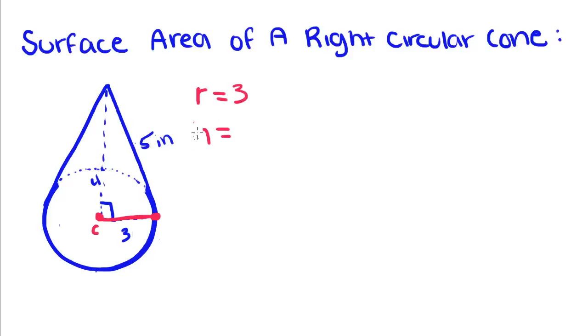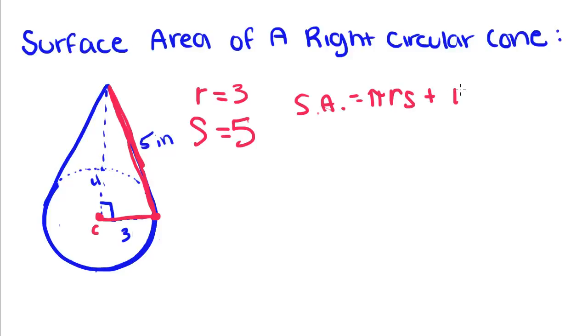And our height, I should have written s, I wrote h by accident. So s, which is our slant height, is this height right here, the hypotenuse of this right triangle that's formed when you drop the altitude down. So our s equals 5. To find the surface area, we're going to use our formula, which is pi times r times our slant height plus pi r squared.